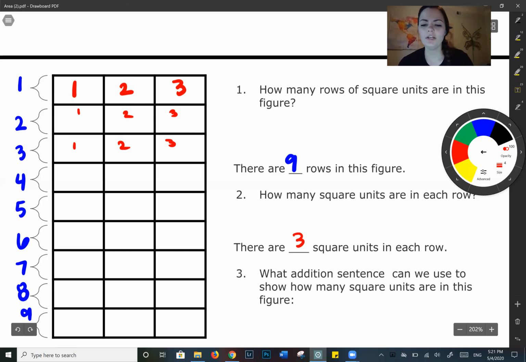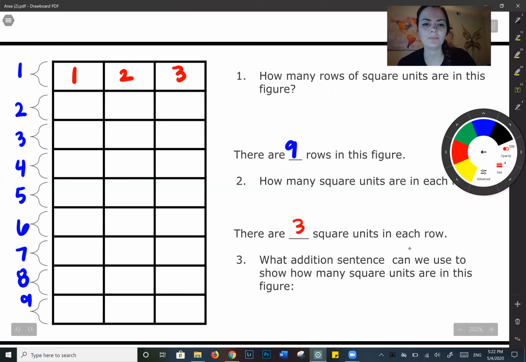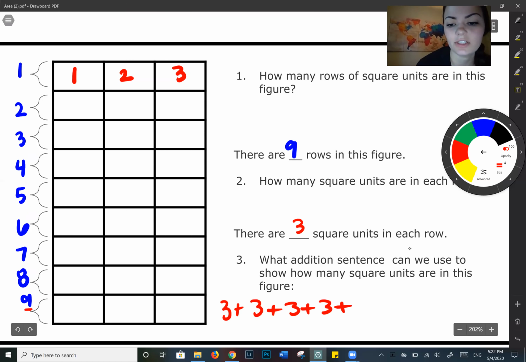Okay, what addition sentence would you use to figure out how many square units are in the figure? So we can use a repeated addition sentence, and we can go ahead and write that. And we can also use a multiplication sentence. For repeated addition, we can do 3, 9 times, right? So we have 9 groups of 3, 3 plus 3 plus 3 plus 3 plus 3 plus 3, 1, 2, 3, 4, 5, 6, 7, 8.